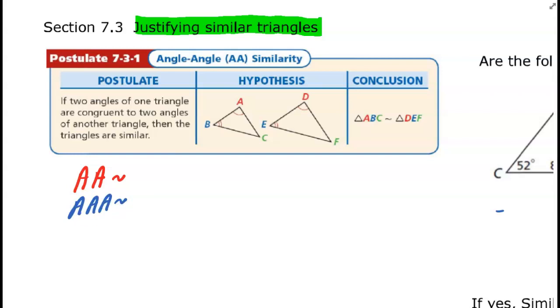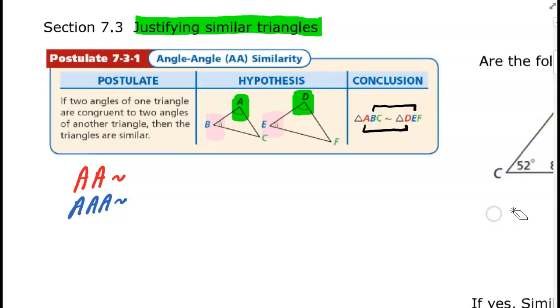If we look at this example on the screen, we can see that angle A and angle D are the same. We can see that angle B and angle E are the same. So those triangles are similar. And we always match up the letters. So A goes with D, B goes with E, and then the C goes with F.